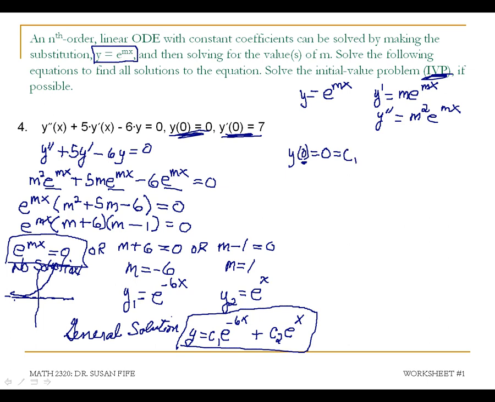And the same thing is going to happen to our second term. We're going to end up with e to the 0 times C2. So I end up with C1 plus C2 is equal to 0.